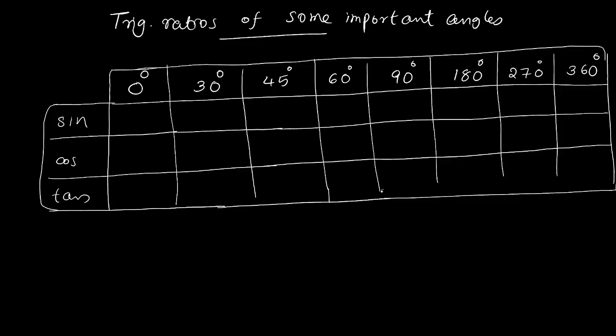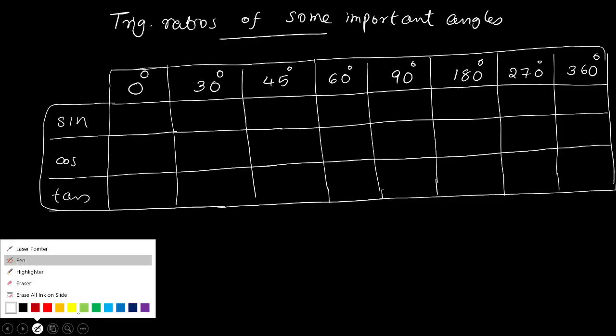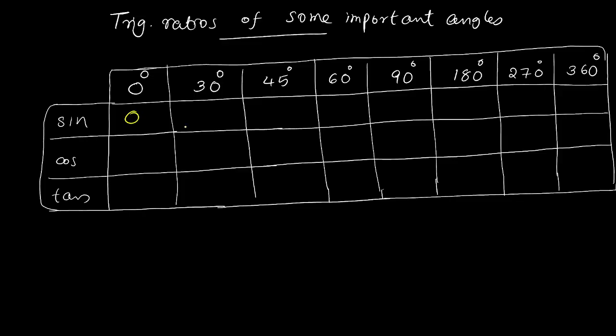Sine 0 is 0. Yes. Okay, let me fill it. I don't want to ask you questions. Let me fill it. Sine 0, 0. Sine 30, 1 by 2. Sine 45, 1 by root 2. Sine 60, root 3 by 2. Sine 90, 1. Sine 180, 0. Minus 1, 0.